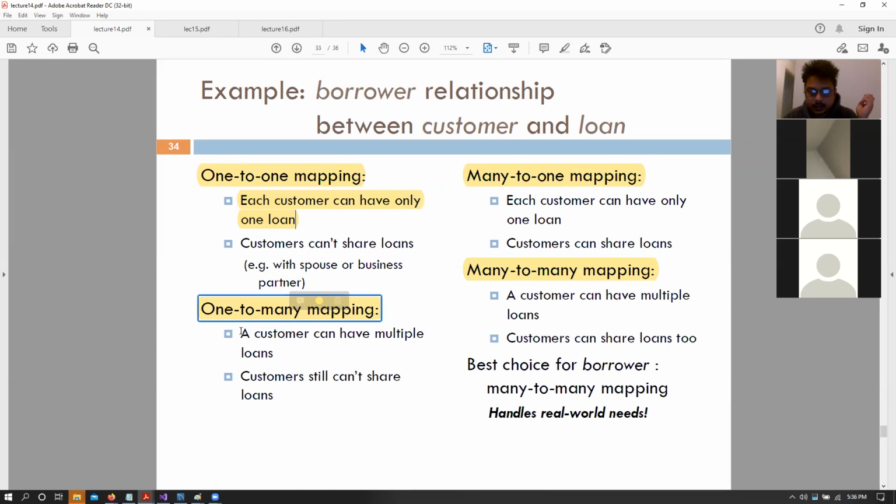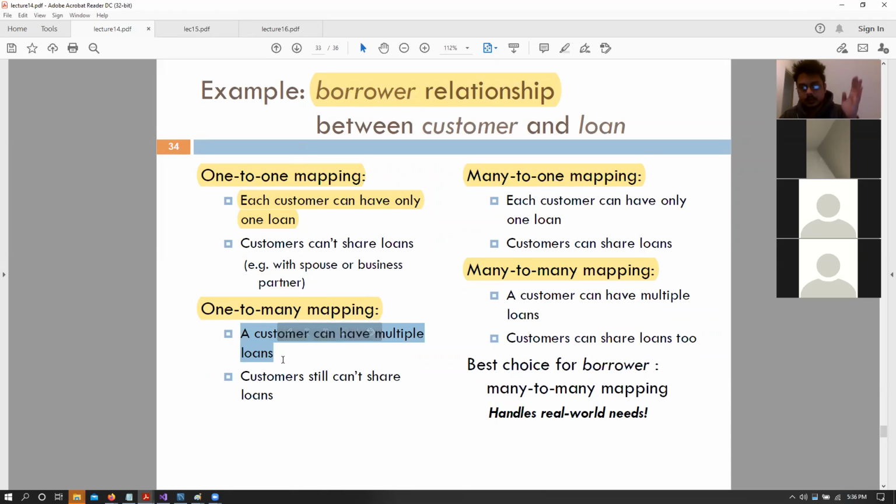One-to-many was, and this is specifically for the customer loan relationship, that borrower relationship, right? But you can imagine that this could apply to other relationships as well. So a one-to-many relationship would be a customer can have multiple loans, where customer is one and loans are many. So a customer can have multiple loans, customers still can't share loans, right?